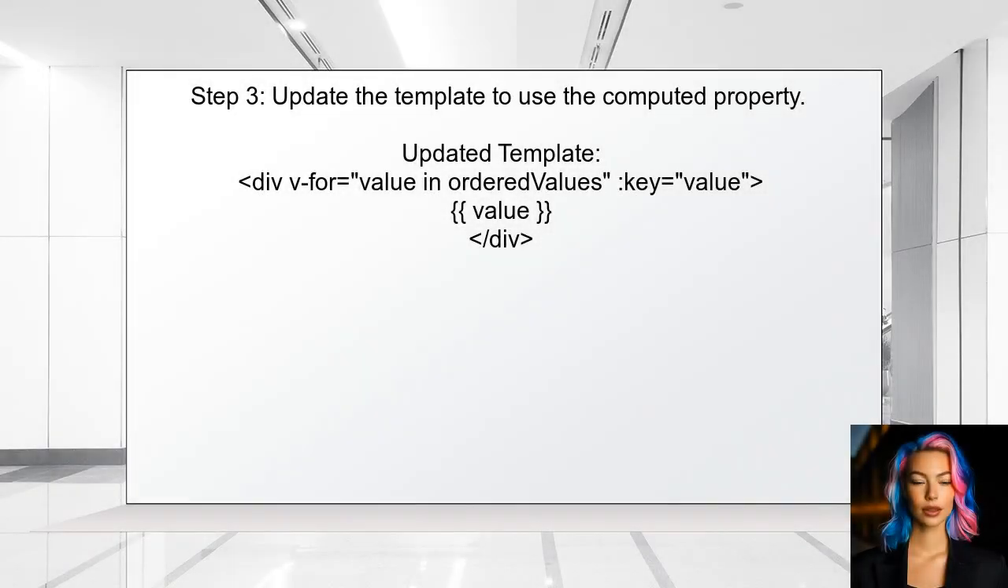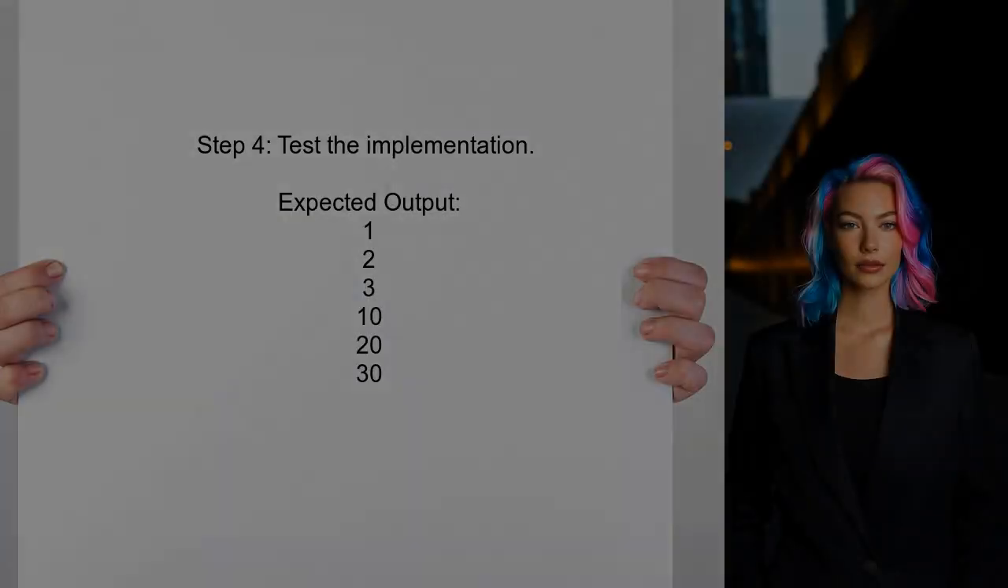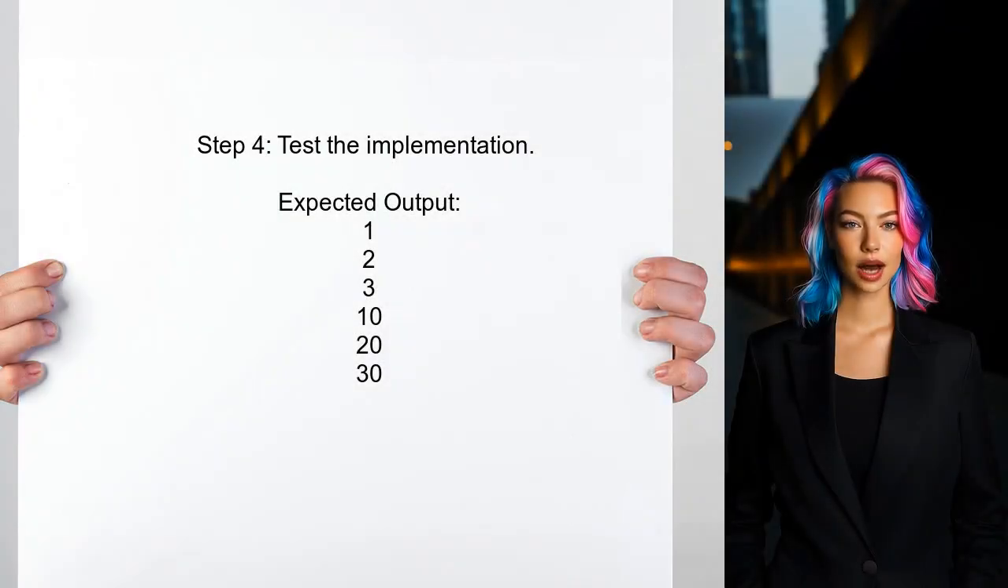Now the user should update the template to use this computed property instead of directly iterating over the original array. This will ensure the values are displayed in the specified order. Finally, the user can test the implementation to ensure that the values are displayed in the correct order. They should see the output as 1, 2, 3, 10, 20, and 30.